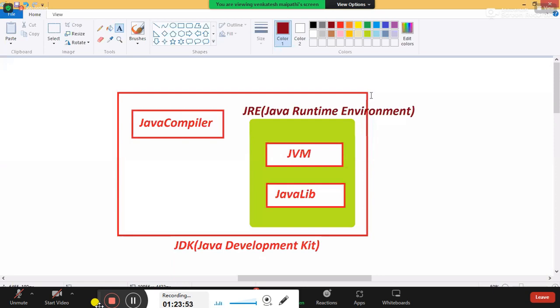What is tomorrow's class? JDK downloading, installing, setting the path. I'll give the steps to you. And using that software, how to run the program. Tomorrow, I'll start writing the program because the journey is going comfortably up to now. Okay, right. Got it? That is tomorrow's class. If time is not sufficient, I'll make you run one program on Thursday.